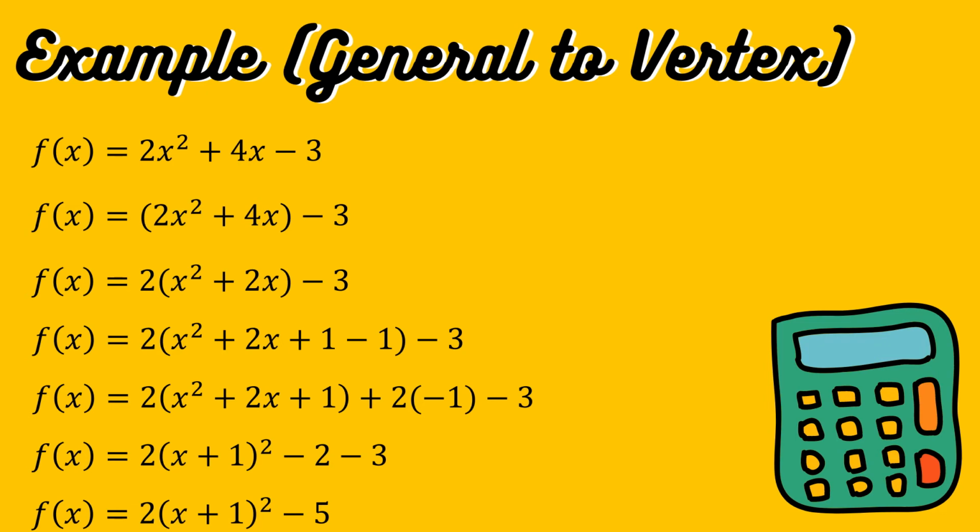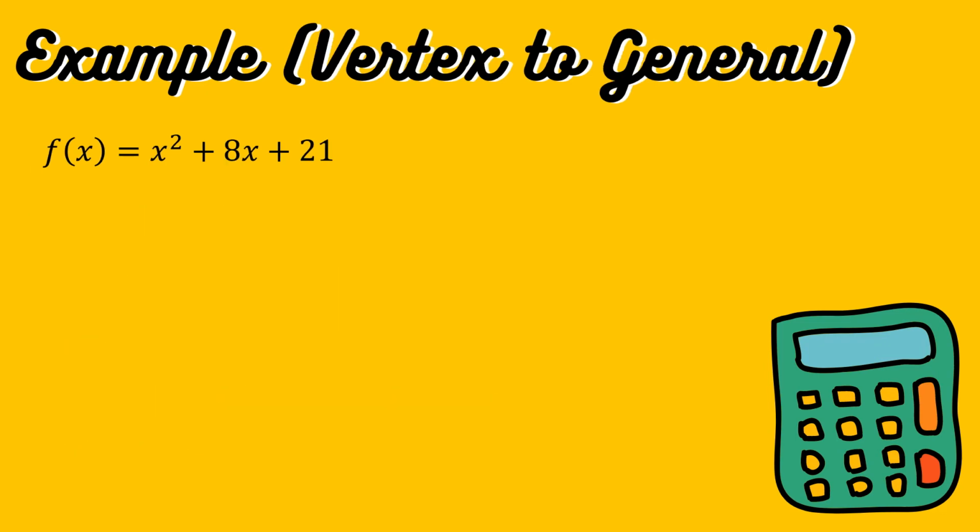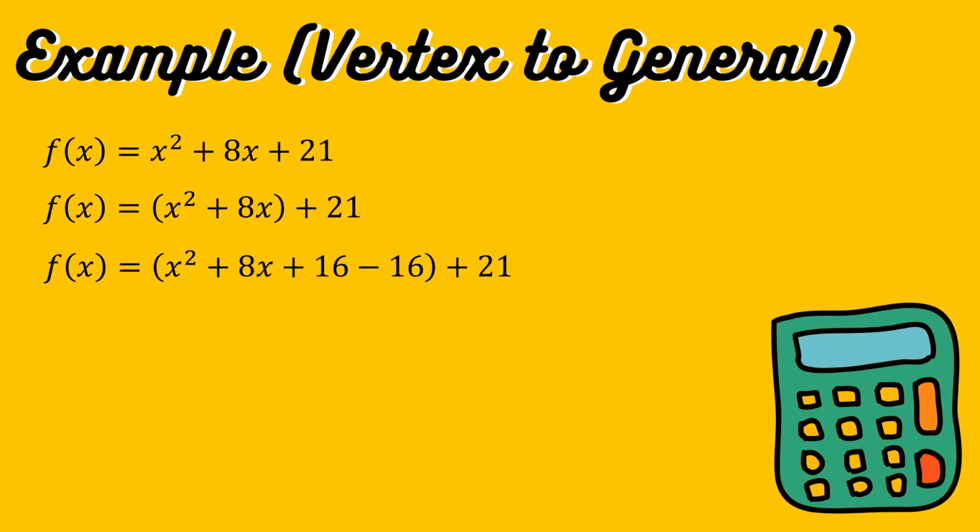Next one. For our next example, we have f of x is equal to x squared plus 8x plus 21. So the first thing that you have to do is group the ones with the same variables together. So that's why we group x squared plus 8x. So we combined them.